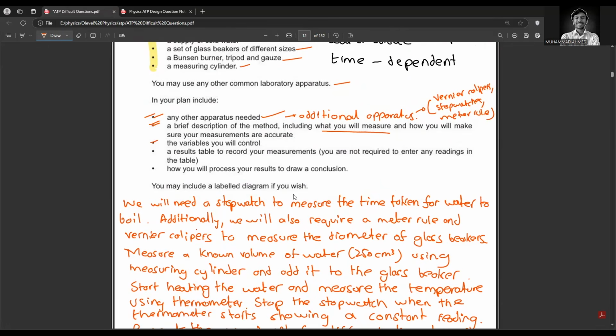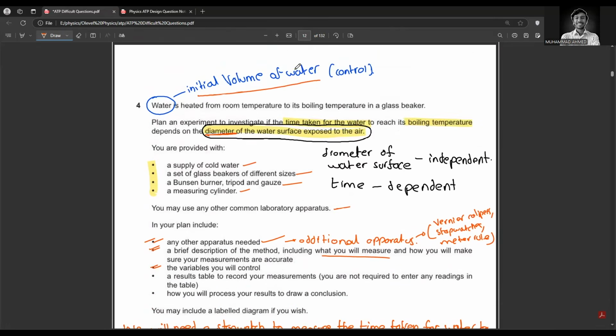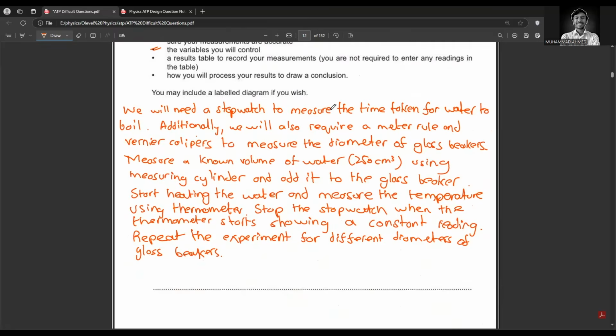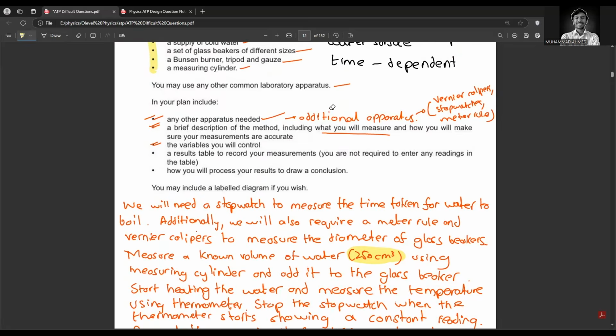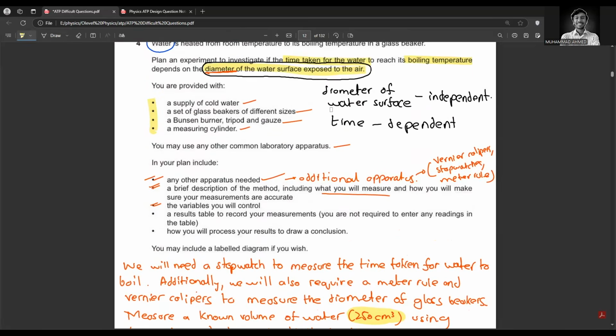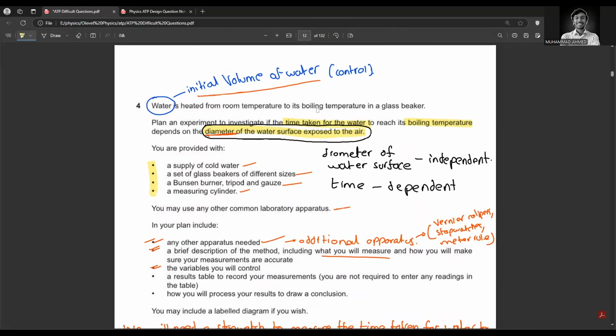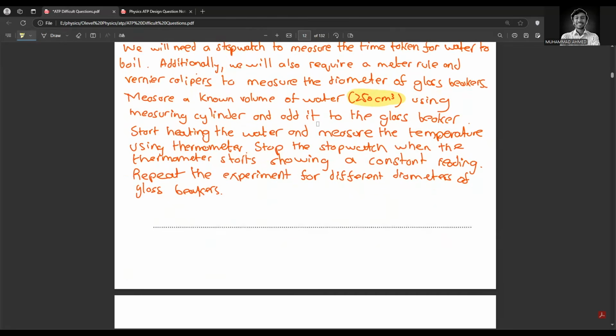What are the variables that you will control? The initial volume of the water, which is 250 cm cube. You make sure that this 250 cm cube of water remains constant throughout. Initial volume of water will remain constant, the mass of water will remain constant. You can write these control variables: the initial volume and mass.